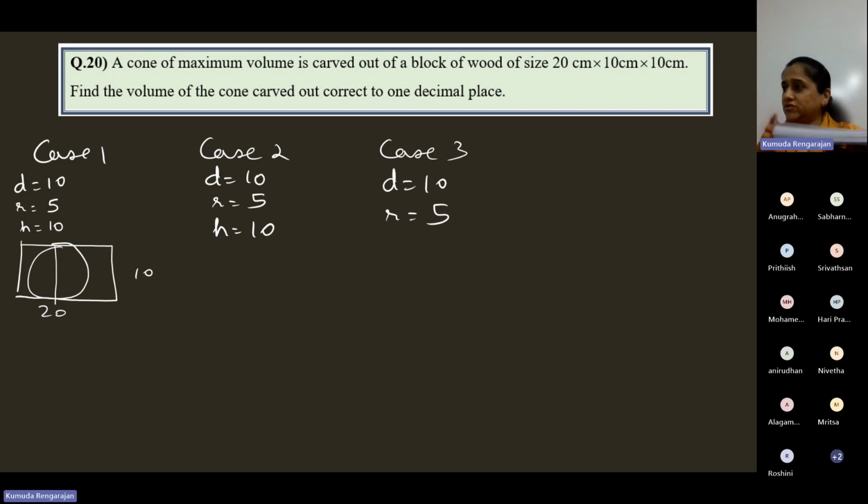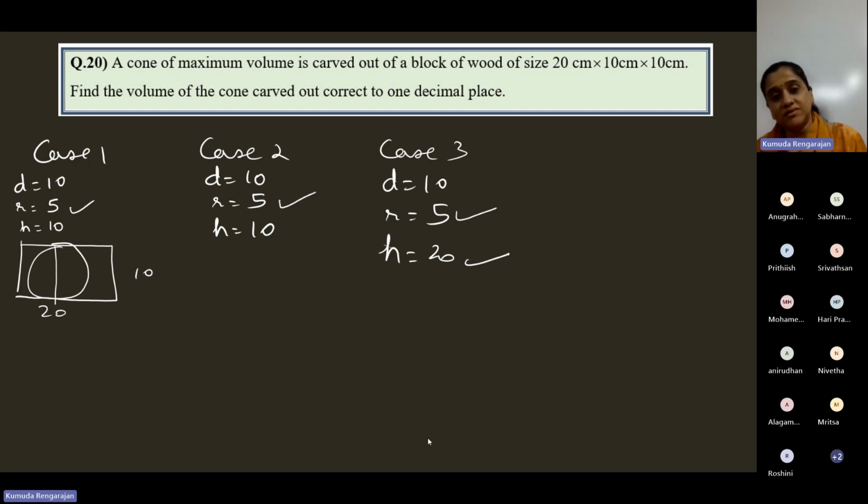Now what are the dimensions we used here? 10 by 10, no? So what's the other one? 20. That will become the height. So the height is 20. So where are you getting the maximum cone? Everywhere the radius is 5. But where is the height maximum? Here. So this volume is what you have to find.